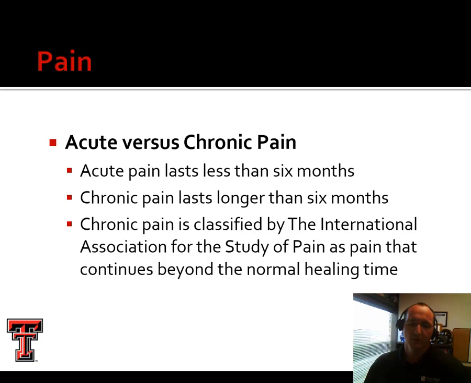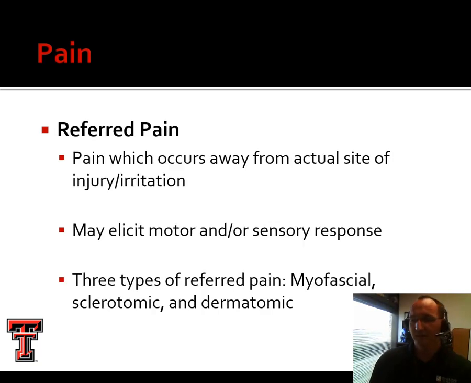Chronic pain, according to the International Association for the Study of Pain, is defined as pain that continues well beyond the normal healing time. So it's kind of pain that's outlasted its usefulness. In and of itself, pain isn't necessarily a bad thing. It tells us when to stop doing things. It should signal when we are overloading structures, in the case of a stress fracture, if we're smart enough to heed its warning.